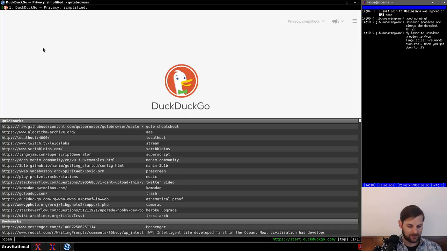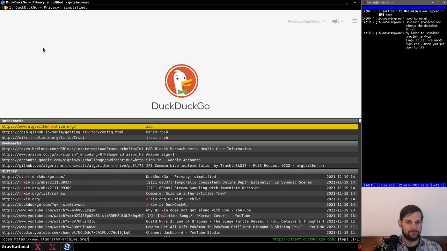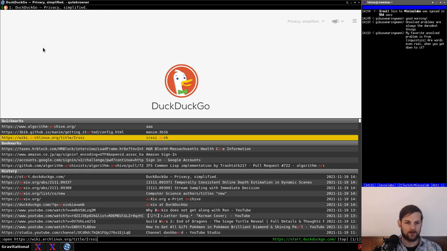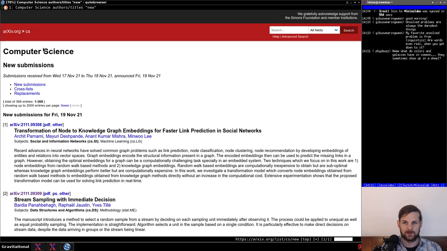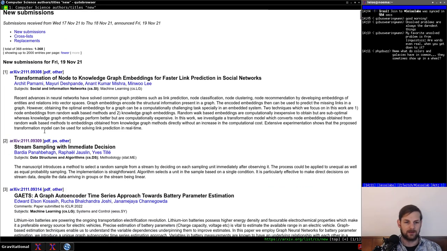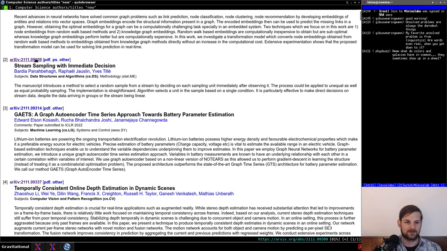Okay, let me go to the archive again. Archive.org, CS new should do it, and open up that one tab that we had. This one was interesting. There. My favorite unsolved problem from linguistics: are words even real when you get down to it? Maybe, I have no idea. What do colors and galaxies have in common? They sometimes show up in a wheel. Do they? Maybe, I don't know.